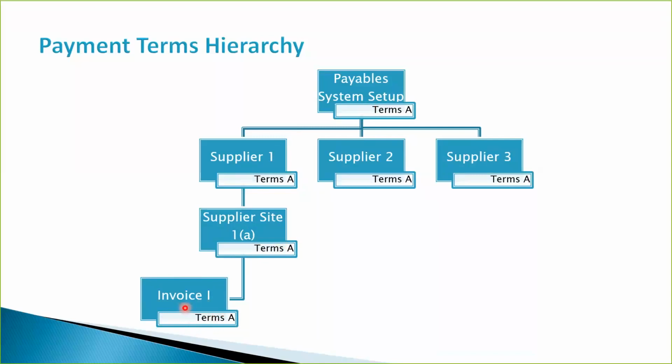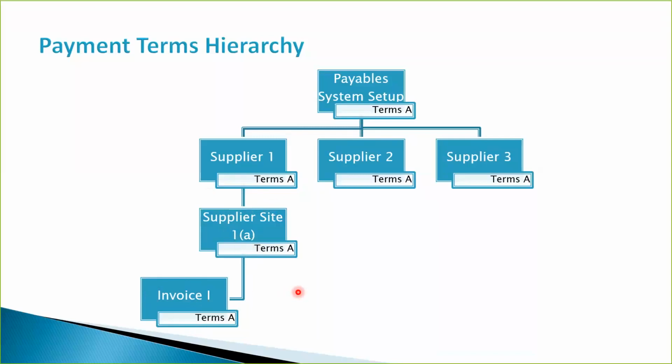However, payment terms can be overridden at any of these levels of the hierarchy. So when you're entering the invoice and the payment terms are different from what has defaulted down all the way from the payables system setup, then you can just change it and enter the correct payment terms. You can also change the payment terms at the supplier site. Now, when you change the payment terms at the supplier site, what happens? Then those terms will default down in the next invoice that you enter.